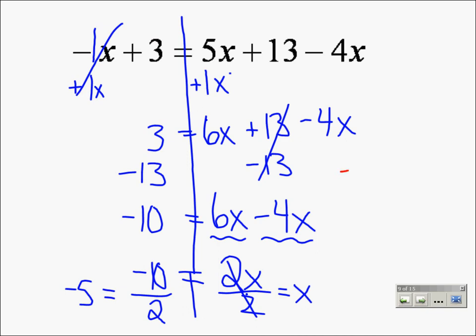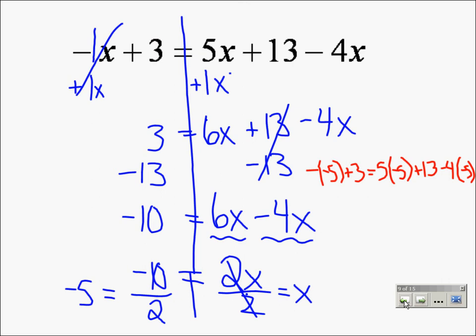So my equation started with a negative sign, and then I saw an x, so I have negative negative 5 plus 3 equals 5, and then I saw an x, so I put a negative 5 there, plus 13, minus 4. This isn't working. Let me write it bigger. Negative sign, negative 5, plus 3 equals 5. I see an x, so I put a negative 5, plus 13, minus 4. I see an x, so I put a negative 5.